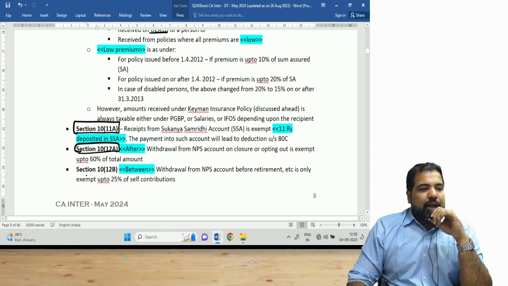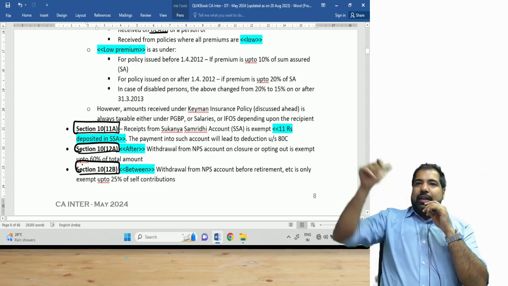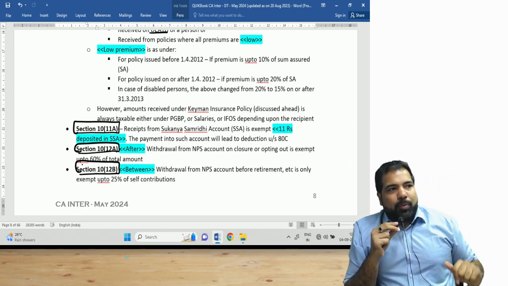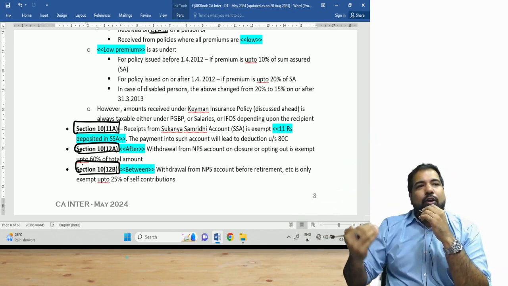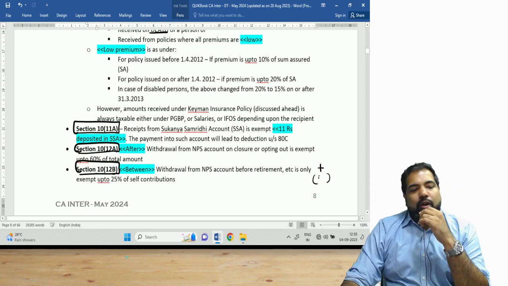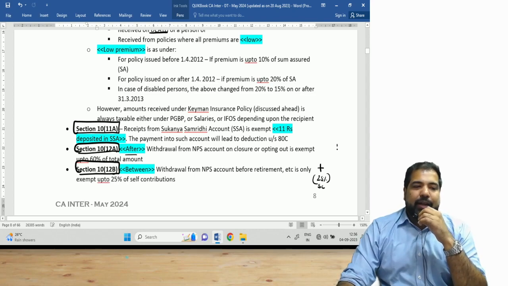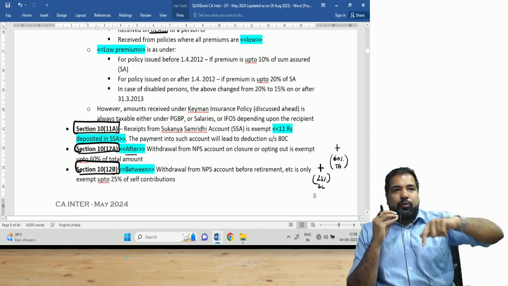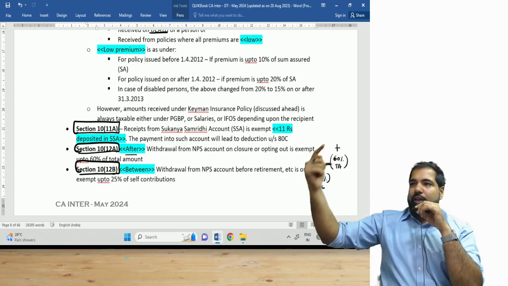Next, 10(12A) and 10(12B). After and before, they created which account? The National Pension Scheme. In that account, can you put money? Can your employer put money and you get interest? It's like a bank account, and that money should be used only on retirement. If you withdraw before, whatever you withdraw will be added, with exemption only of your self contribution. Excellent. And if you withdraw after, again it will be added, but 60% of the total amount will be exempted. So remember, before only 25%, after 60%. Before only self contribution, after total.